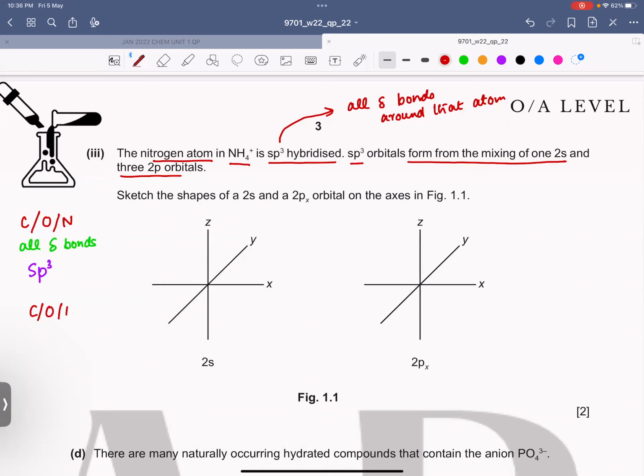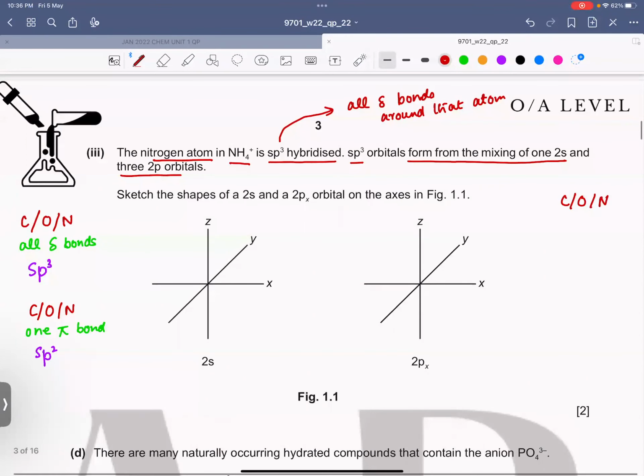If there is a carbon, oxygen or nitrogen and they are forming one pi bond, then that is sp2 hybridized. And if there is a carbon, oxygen or nitrogen forming two pi bonds, which is actually not possible for oxygen, but sometimes it is, then in that case that carbon, oxygen or nitrogen is sp hybridized.